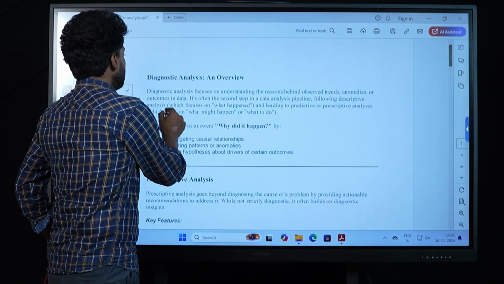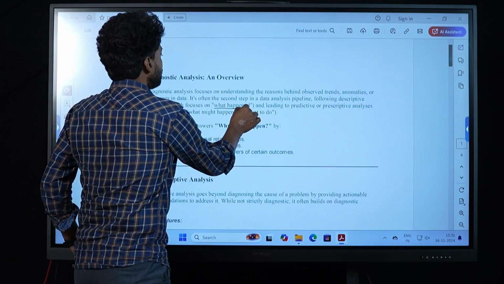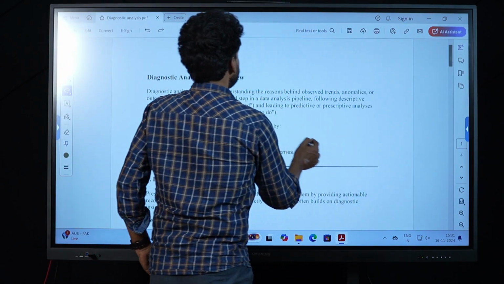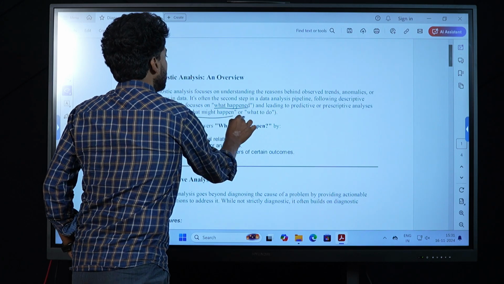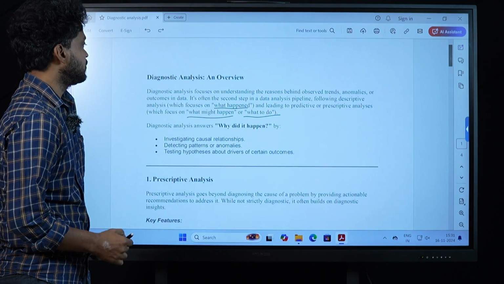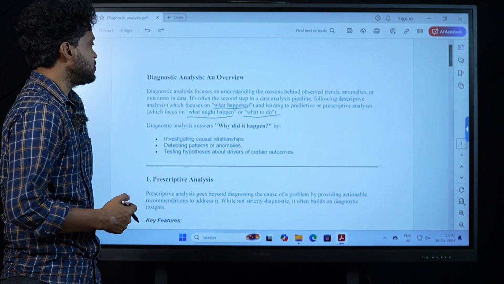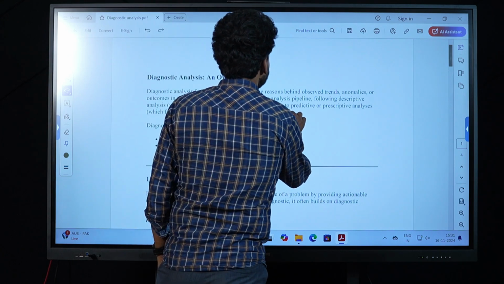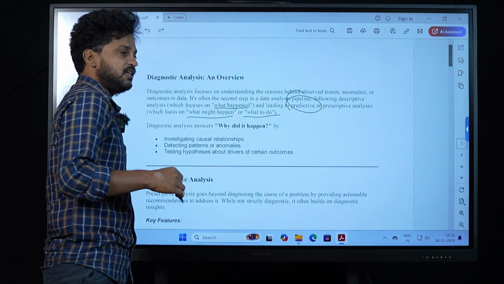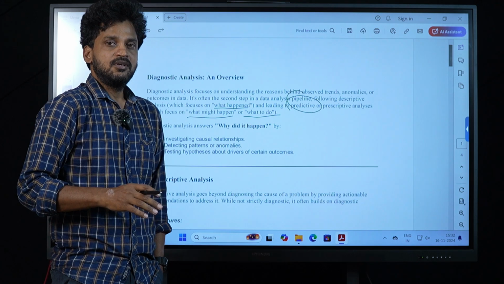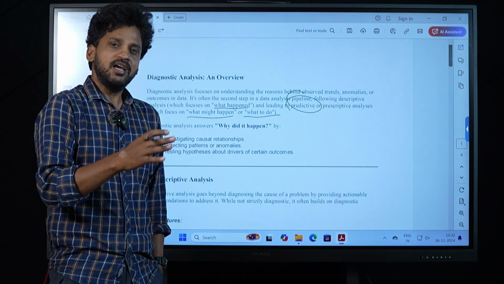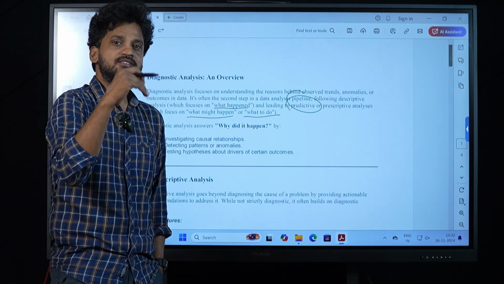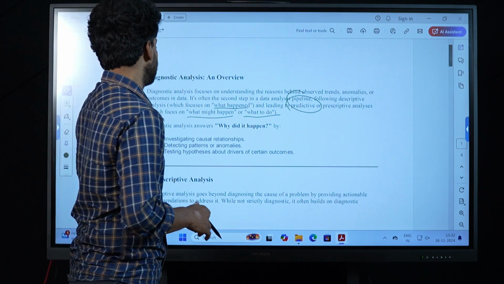Here descriptive analysis is going to tell you what happened. This is what we discussed, what happened in the descriptive analysis. And now we are going to talk about what might happen and what to do. What might happen in the future will be covered in the predictive analysis. But diagnostic analysis is going to give you an overview of why it actually happened, and if you apply a few corrective measures, what exactly is going to happen. This is the diagnostic analysis.